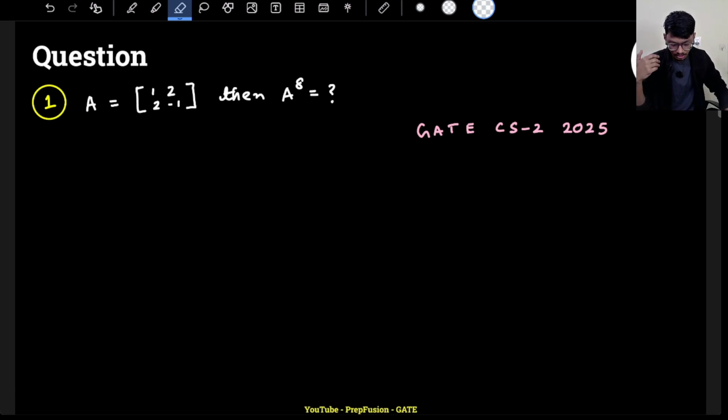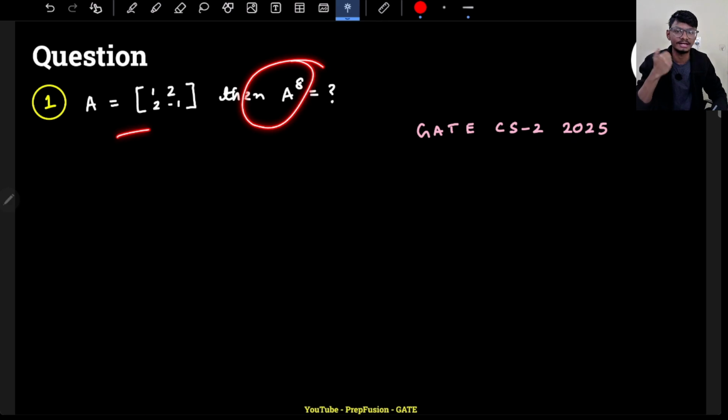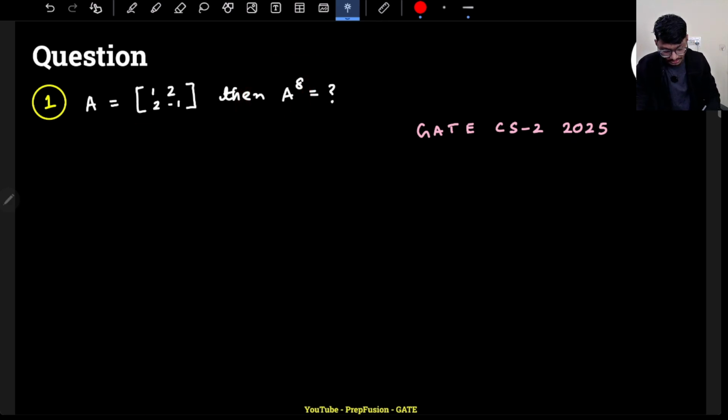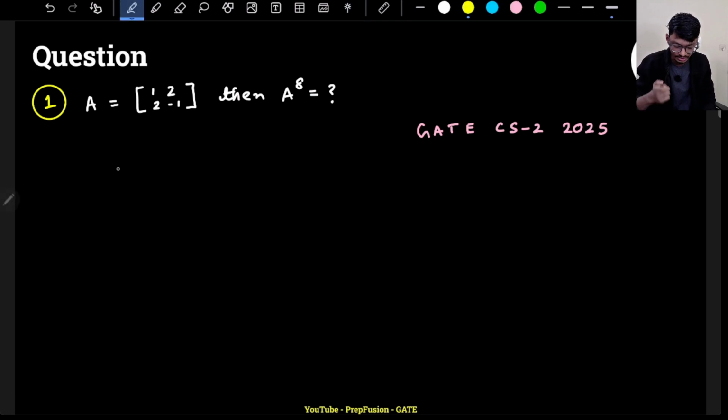So let's start. This is a very easy question. You have been given a matrix A and you have to find A raised to power 8. Whenever higher powers are there, we can use the Cayley-Hamilton theorem. First I will write the characteristic equation of this matrix. It will be lambda square minus trace of A, which is 0, into lambda plus determinant of this matrix, that is minus 1 minus 4, minus 5. Determinant is minus 5, equals 0. So my lambda square comes out to be equal to 5.